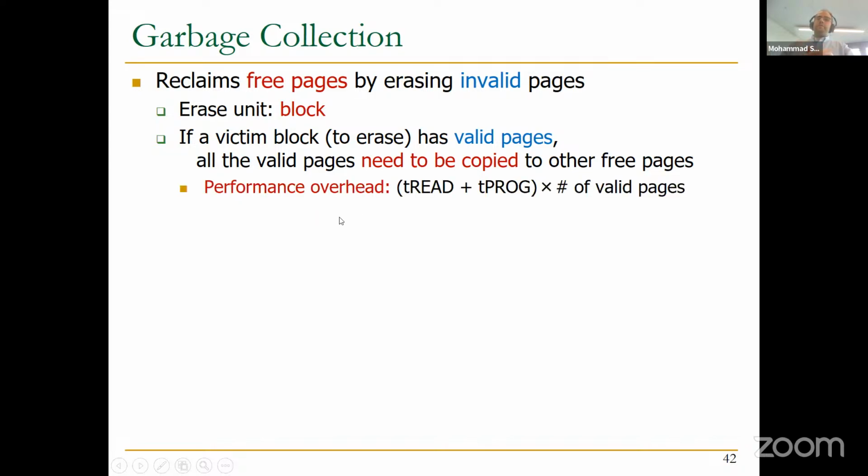Garbage collection has a huge performance overhead because you need to do a lot of copying. For each copy, you need to read from the NAND flash chip and then program it in another location. So you're going to have a lot of read and program latency for valid pages, and you really want to minimize that. One optimization is to minimize the number of valid pages in our victim block.